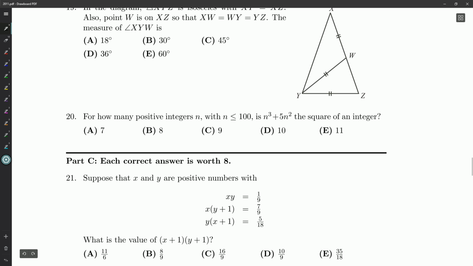In this video, we're looking at question number 20, the very last question in part B. So this is the last question that's worth 6 marks on our Cayley contest. For how many positive integers n that are less than or equal to 100 is n cubed plus 5n squared the square of an integer? So we want n cubed plus 5n squared to be some sort of perfect square.